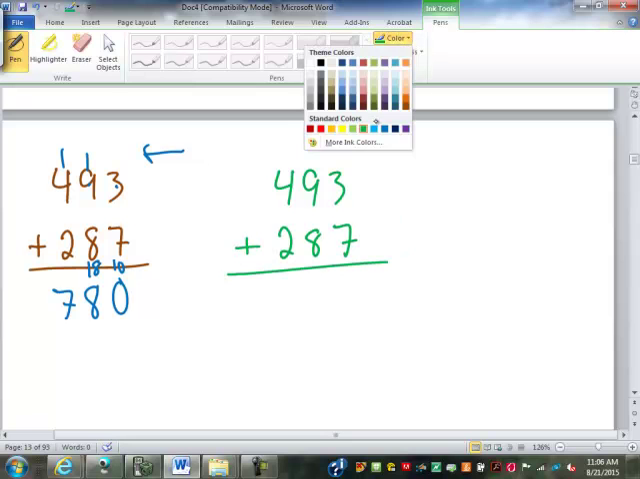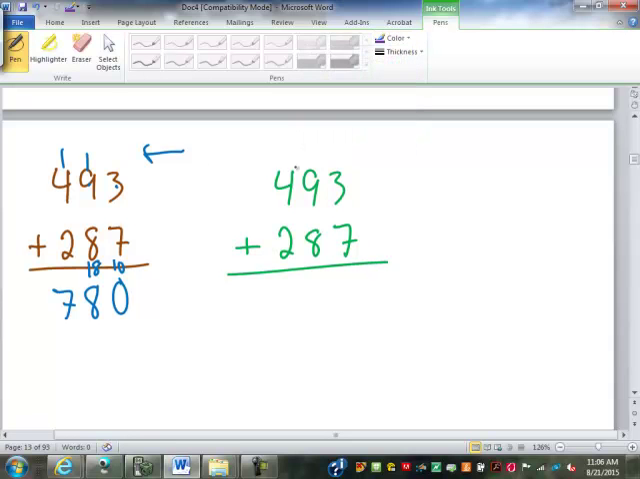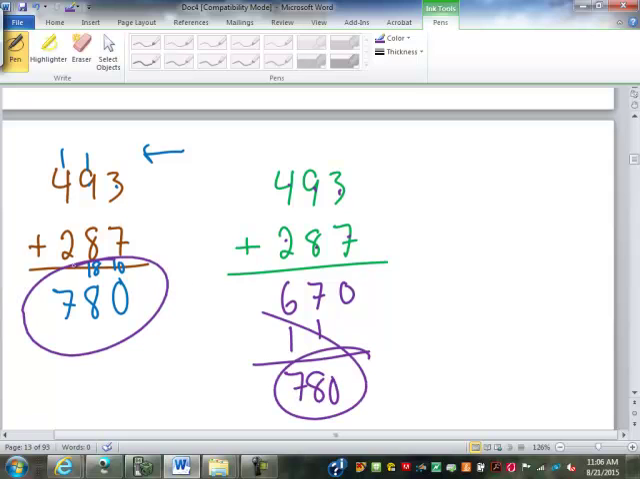Before that was developed, one of the possible ways that addition was done looked like this. 4 plus 2 is 6. 9 plus 8 is 17, so 7, drop the 1. 3 plus 7 is 10, so 0, drop the 1. Notice I get the same answer.